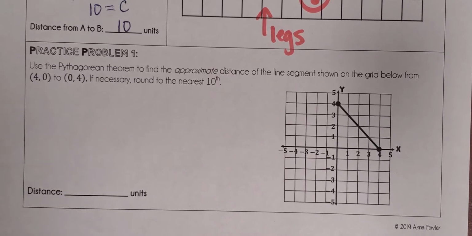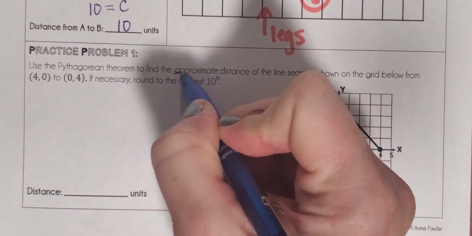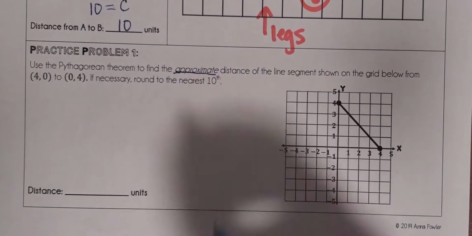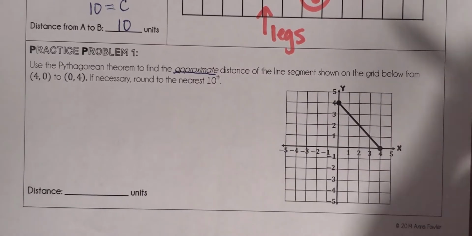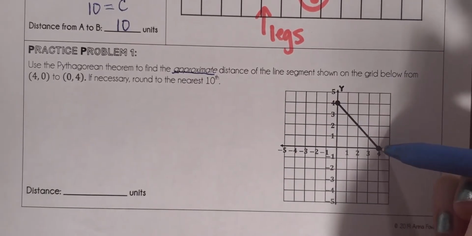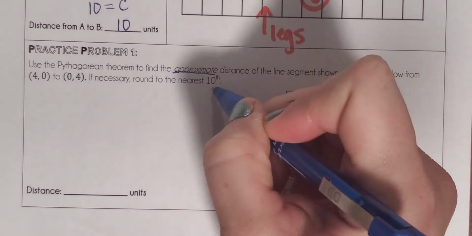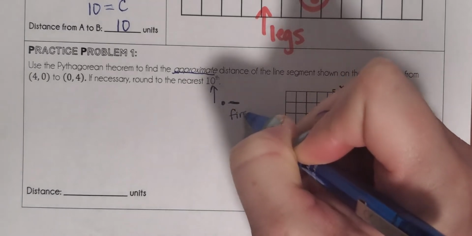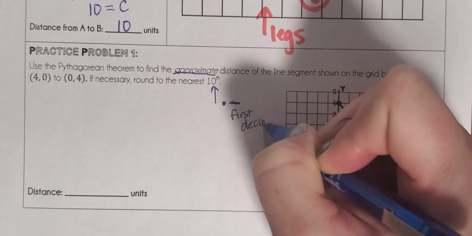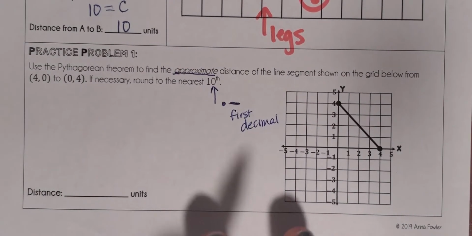All right, so now that hopefully you've tried this, we're going to go ahead and work this problem out. The practice problem says to use the Pythagorean theorem to find the approximate distance. Approximate means that we're taking our best guess. Find the distance of the line segment shown on the grid below from (4, 0) to (0, 4). If necessary, we need to round to the nearest tenth. Nearest tenth is the first decimal place, so we would only have one decimal place in our answer.